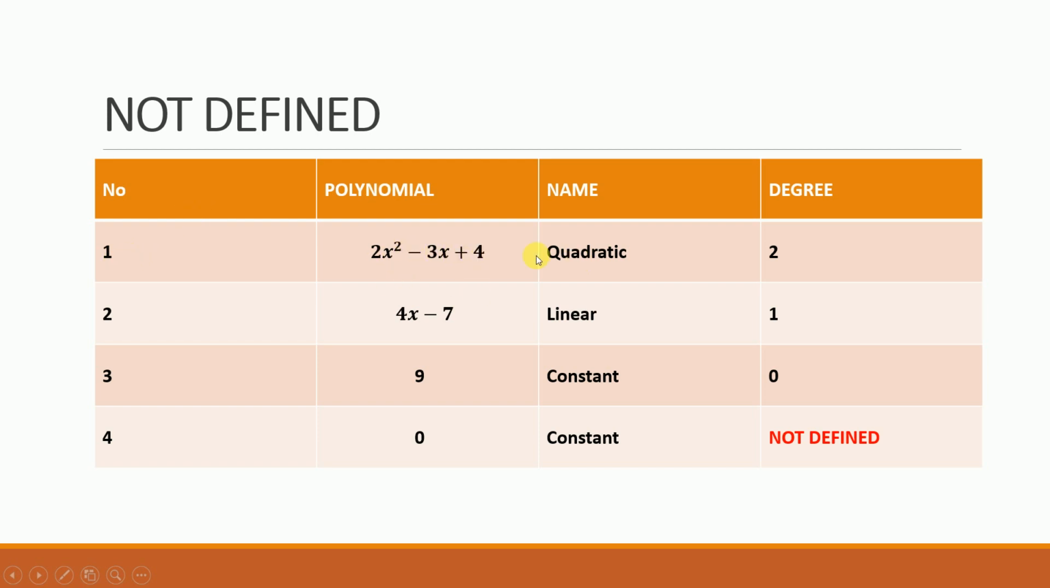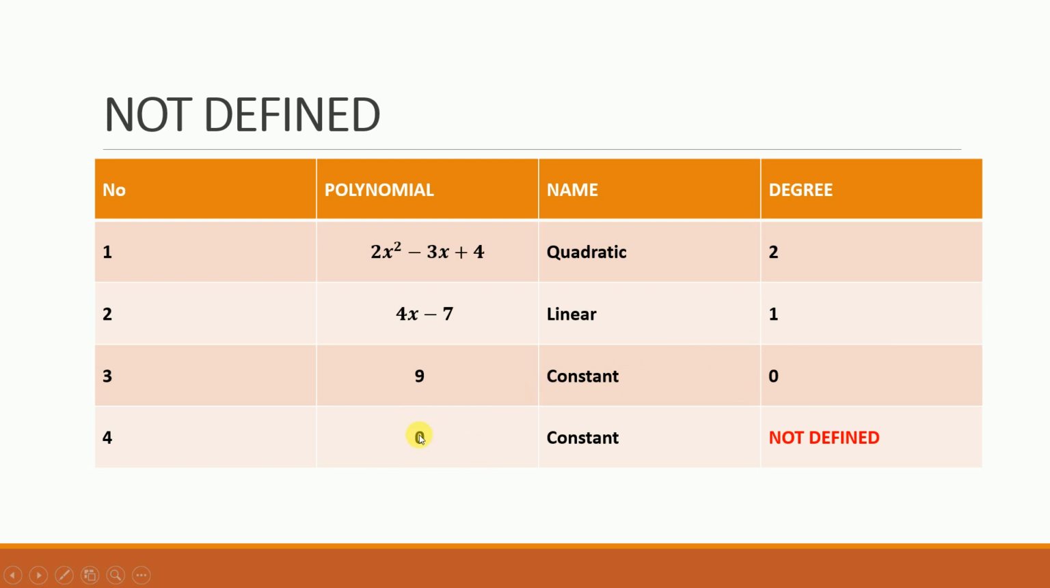What is the degree? The degree of a polynomial is the highest exponent of the variable. Here the highest exponent is 2 and this polynomial is called a quadratic polynomial. Its degree is 2. Similarly, 4x minus 7 is a linear polynomial. Its degree is 1. Just a real number: if you take a real number, there is no x term in it. It is a constant polynomial. Its degree is 0. Now a question arises.